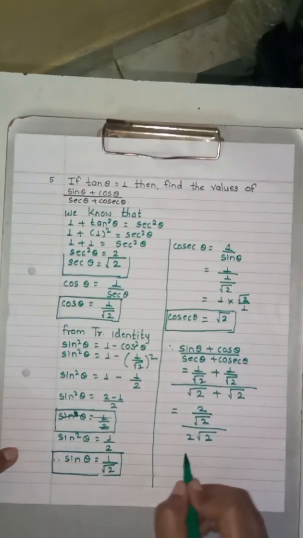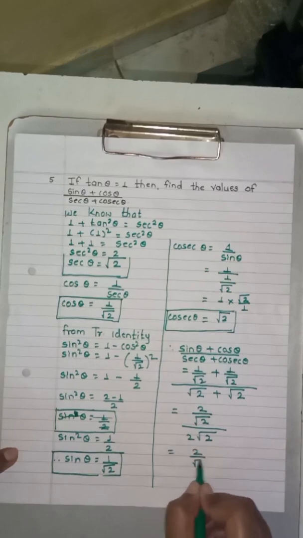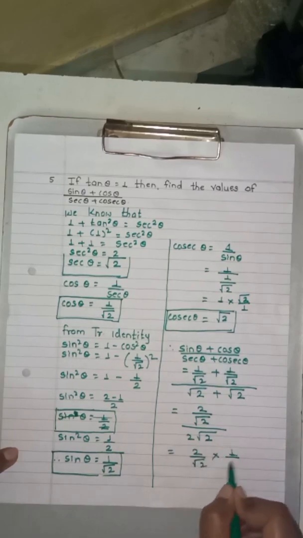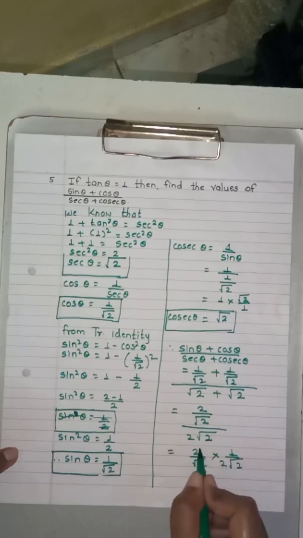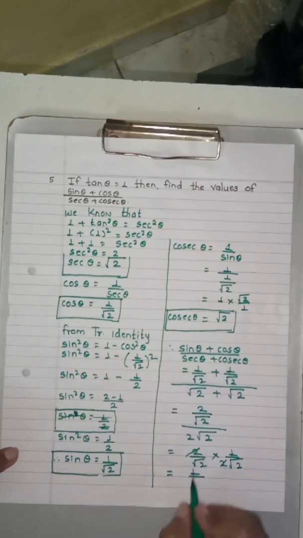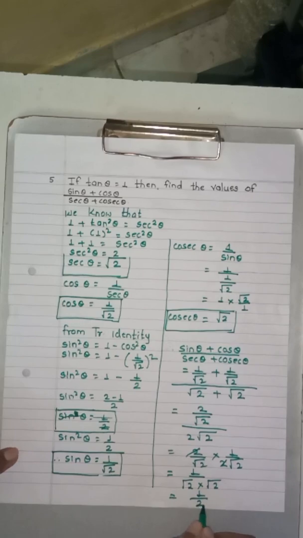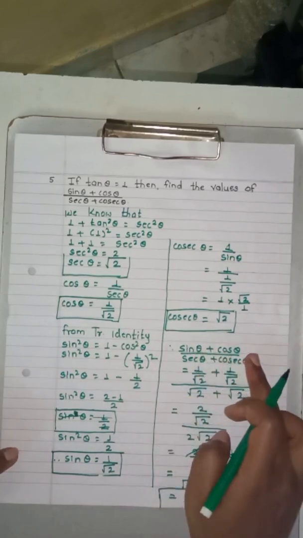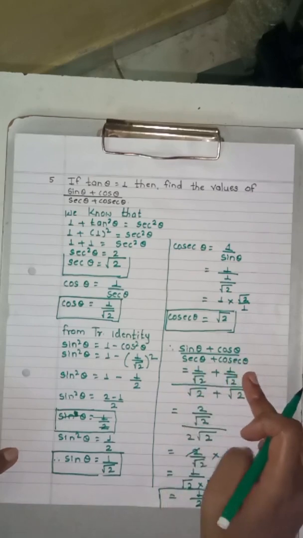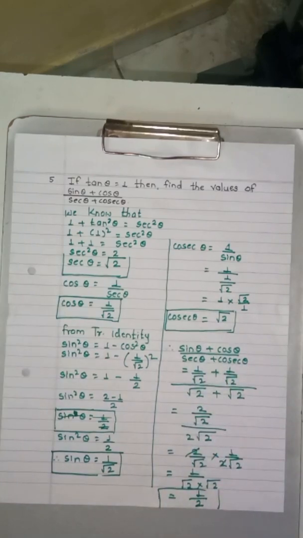Okay. So this will be 2 upon root 2 into 1 upon 2 root 2. So this 2 will get cancelled and you will have here 1 upon root 2 into root 2. That will be 1 upon 2. Okay. So the value of sin theta plus cos theta upon sec theta plus cosec theta is 1 upon 2. In this way we have completed the 5 questions in practice set 6.1. In the next session we shall study question number 6 of practice set 6.1.